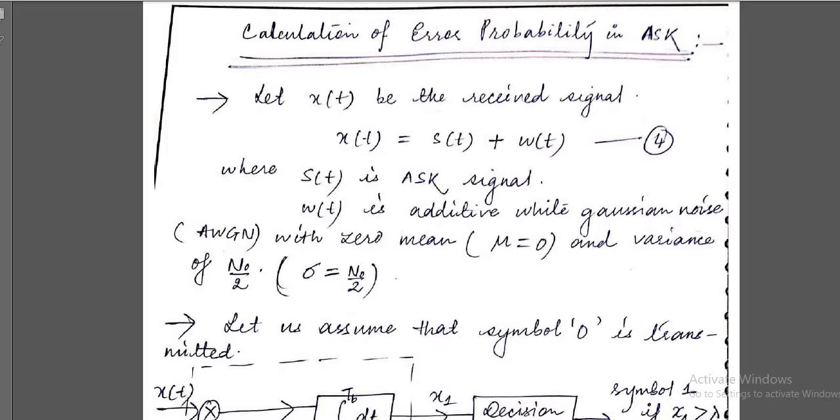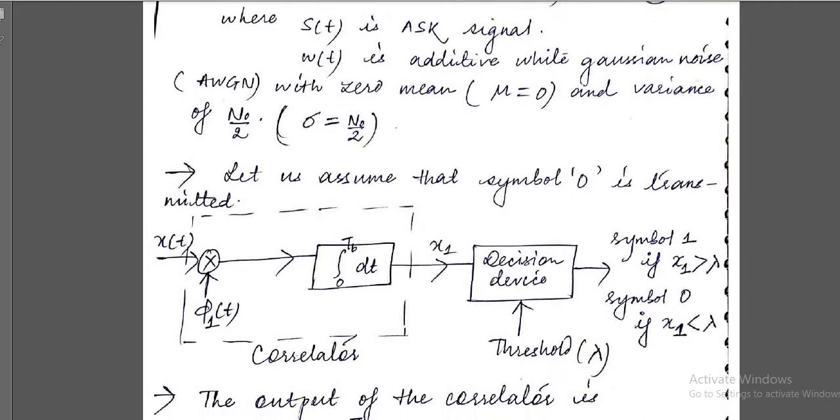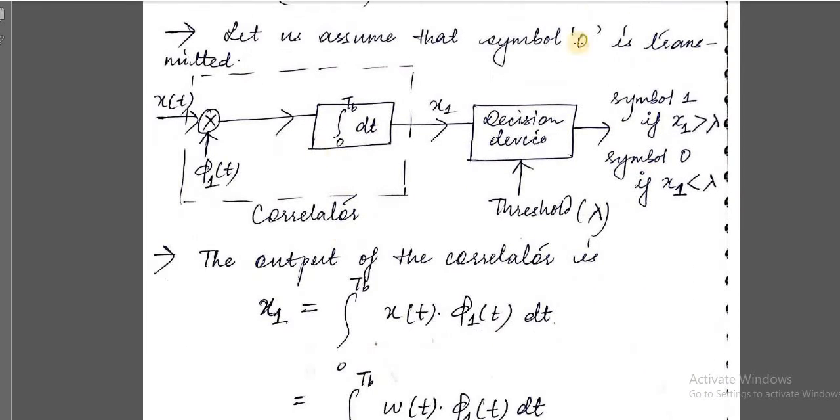When we look at the coherent detector diagram, so this is my coherent detector. The signal which is fed is the received signal X of t. It first gets multiplied with the carrier, the orthonormal basis function phi 1 of t. As I have already told, ASK is a one-dimensional modulation technique, so there is only one carrier signal, that is phi 1 of t. So X of t and phi 1 of t are multiplied and then integrated over a single bit duration Tb.